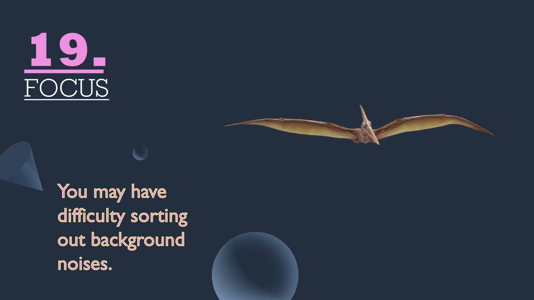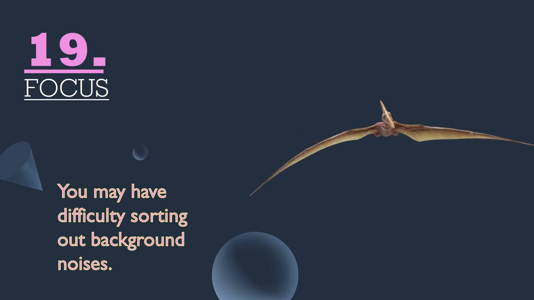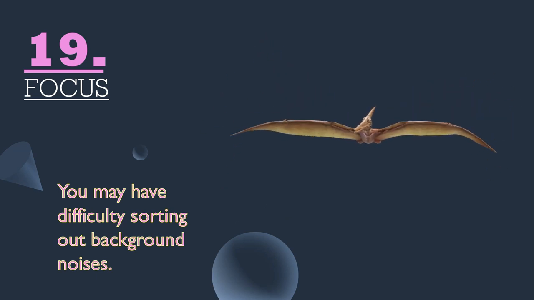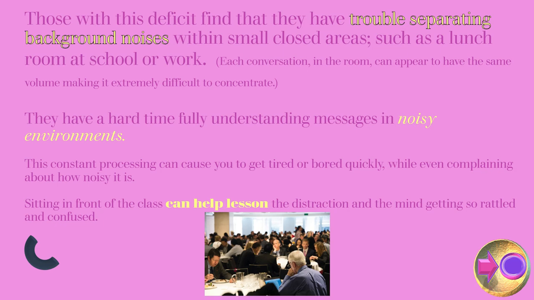Number 19, focus. You may have difficulty sorting out background noises. Those with this deficit find that they have trouble separating background noises within small closed areas, such as a lunchroom at school or work. Each conversation in the room can appear to have the same volume, making it extremely difficult to concentrate. They have a hard time fully understanding messages in noisy environments.